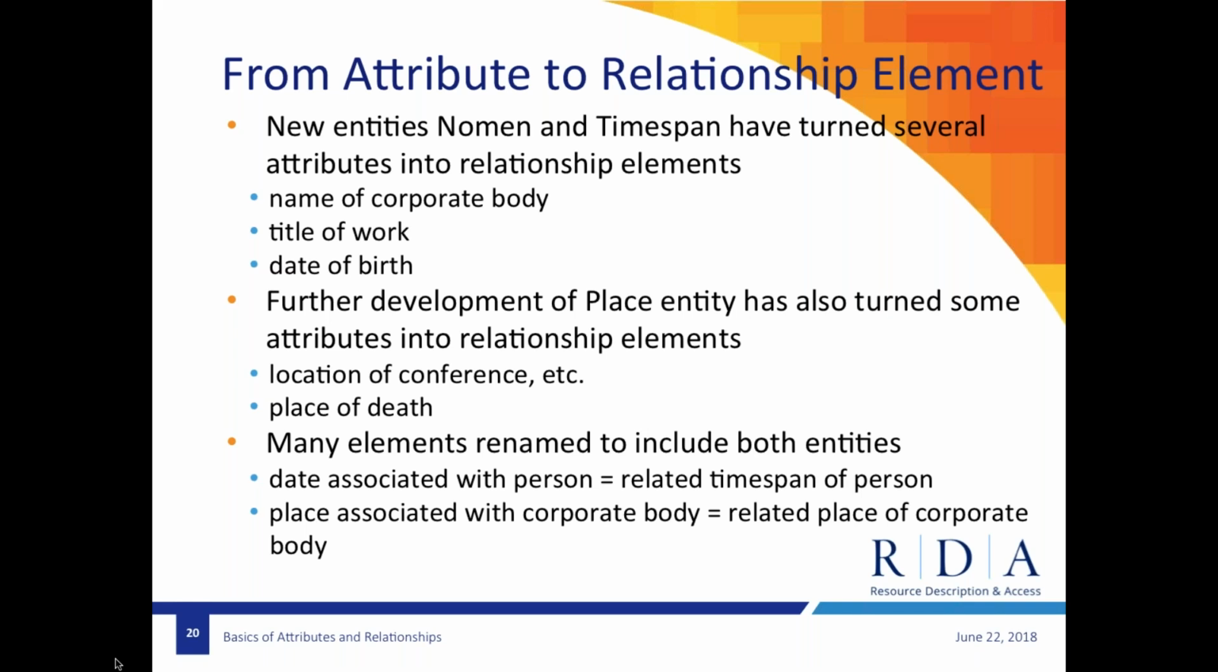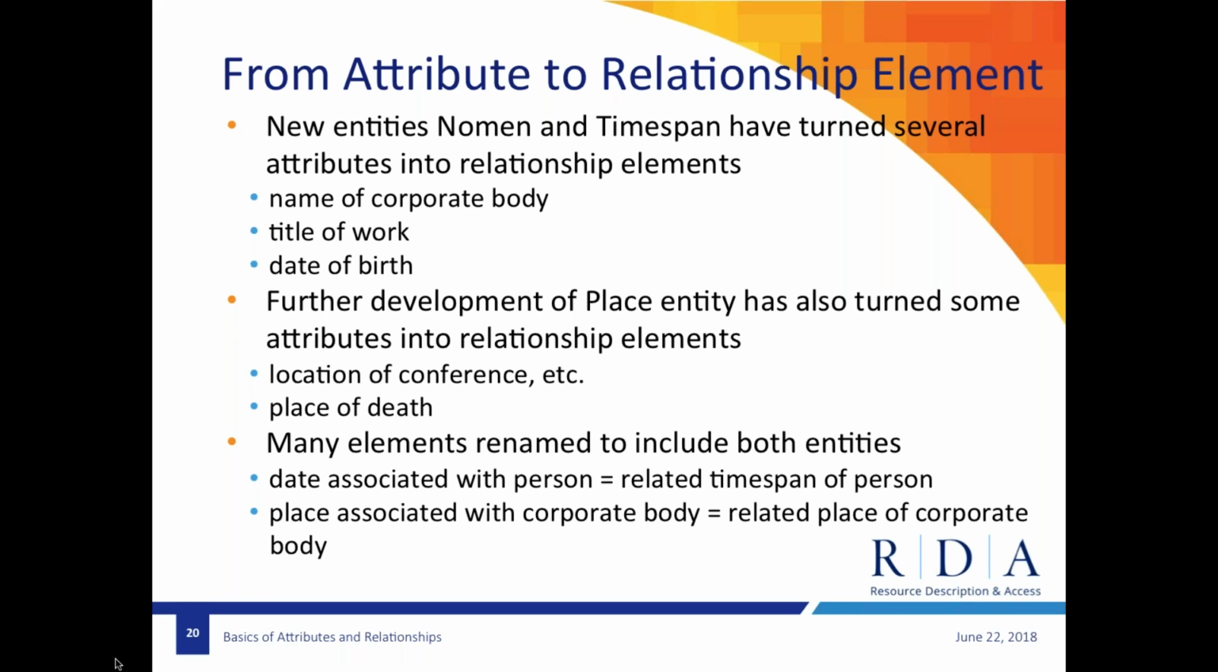So to go from an attribute to relationship element is a bit more radical of a change, and this happened because of the introduction by LRM of 2 new entities, nomen and time span. So they turned several attributes into relationship elements because we now had a range. An example of this: name of corporate body, title of work, date of birth.